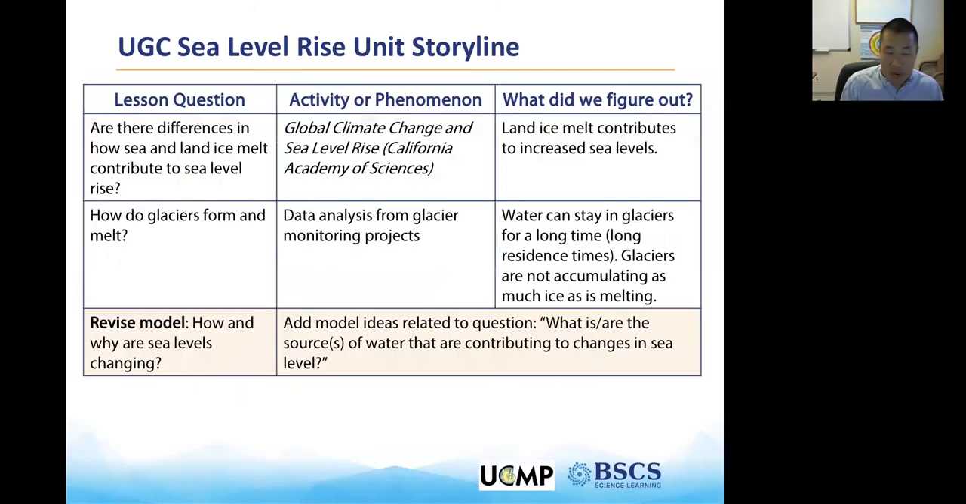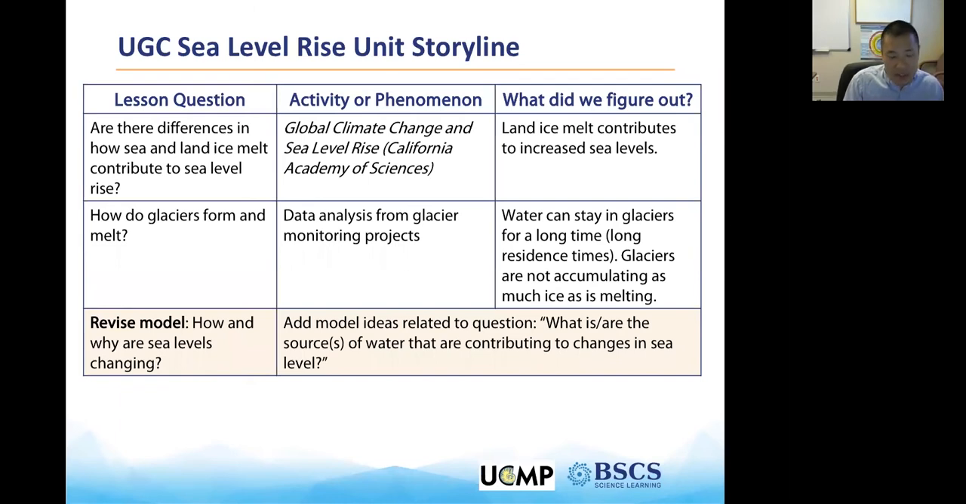But then we know that there are different kinds of ice. So we think about, is all ice created equally? Do how sea ice and land ice melts contribute equally to sea level rise? So they do an activity where they investigate that using an activity from the Cal Academy of Sciences, where they realize that land ice or glaciers melting actually contributes to sea levels increasing, and not ice found in oceans. And that motivates the question about what's going on with glaciers, how do they form, how do they melt? And that was an activity that we added based upon our storyline planning.